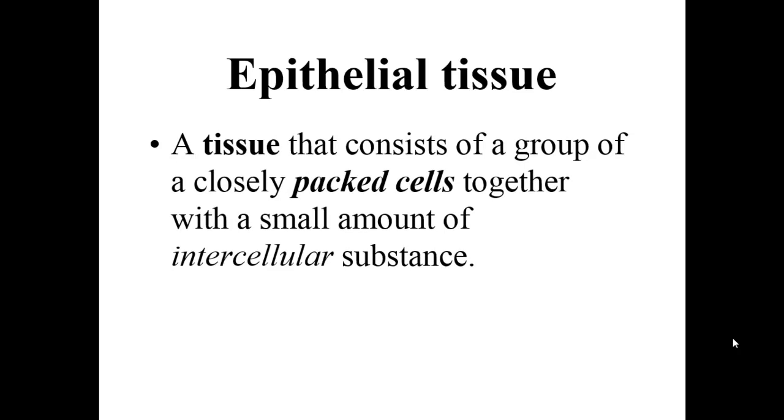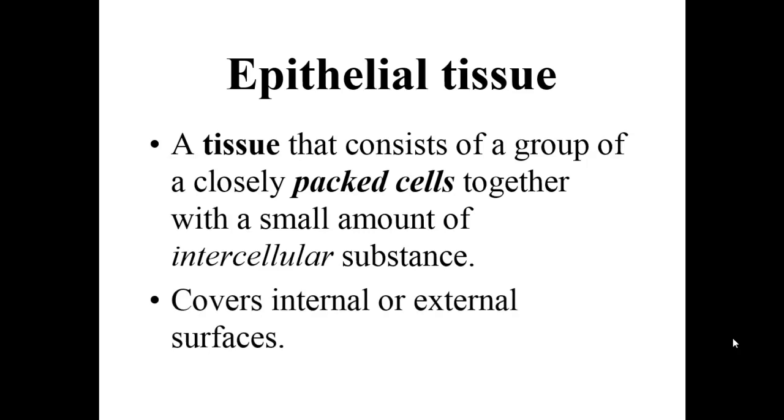So epithelial tissue is a tissue that consists mainly of closely packed cells, and one of the most important characteristics of epithelial tissue is that it has very small amount of intercellular substance, and this is clearly because the cells are closely packed, cells are crowded together. Okay, this will help the epithelial tissue to cover internal or external surfaces.